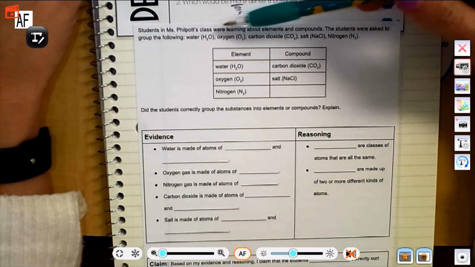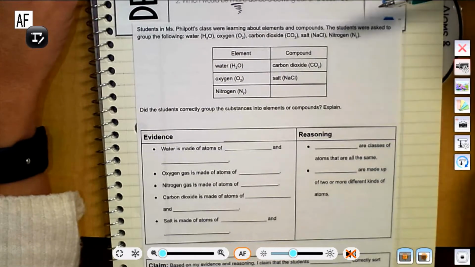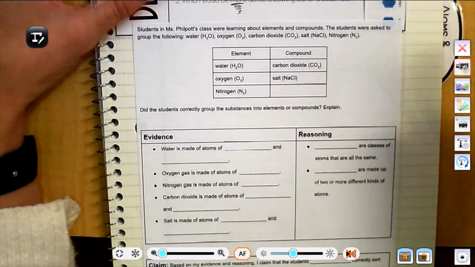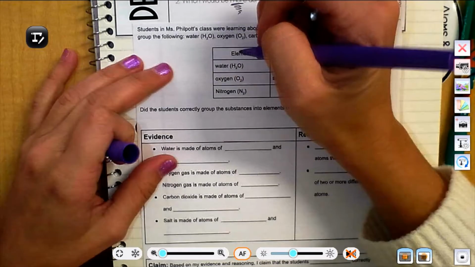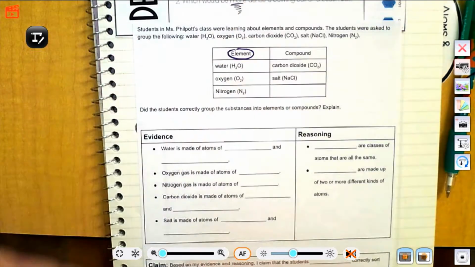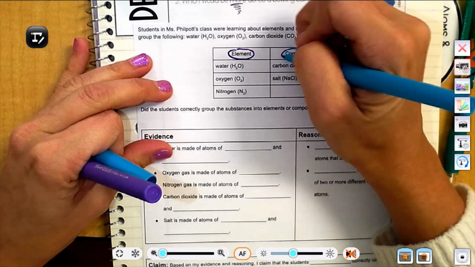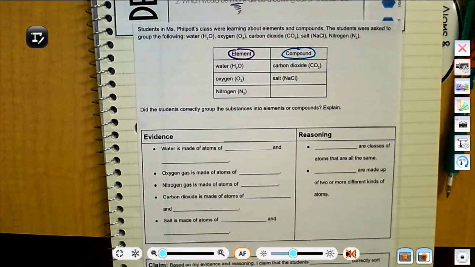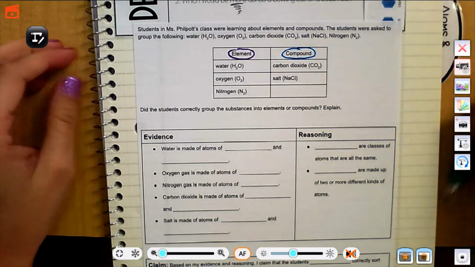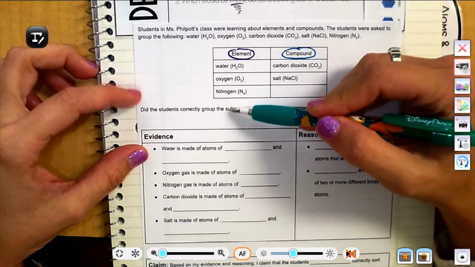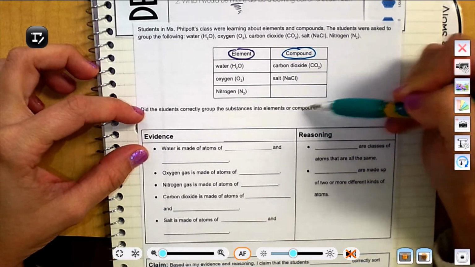Students in Miss Philpott's class were learning about elements and compounds. The students were asked to group the following: water, oxygen, carbon dioxide, salt, and nitrogen. This is how they grouped them. So they said that these ones were elements and that these ones were compounds. If we look back at the last page, that'll be able to help us a little bit. Did the students correctly group the substances into elements and compounds?